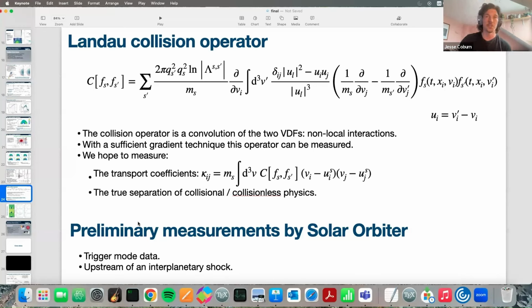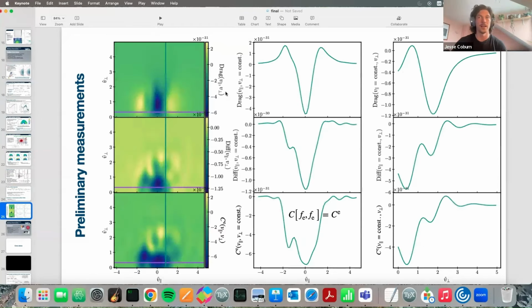Okay, so I'm just going to show you some preliminary measurements by Solar Orbiter. I'm using trigger mode data, and it's upstream of an interplanetary shock. It just happened to be the data that I was looking at. Okay, so we're coming back to this style of plots from before, but I'm not showing the interpolated function this time. I'm just showing the Hermite expansion version. I've truncated the spectrum and returned the function to myself.